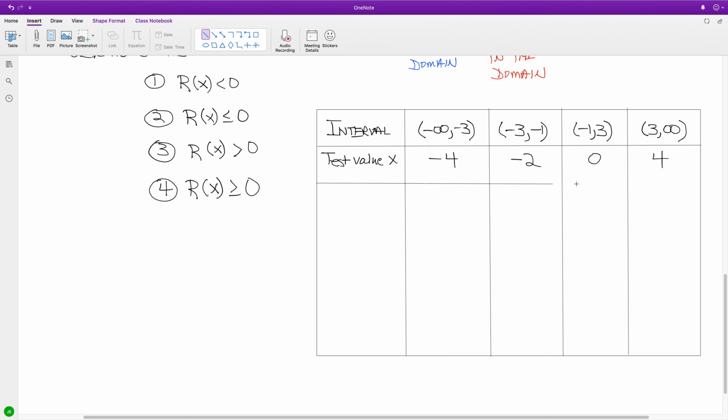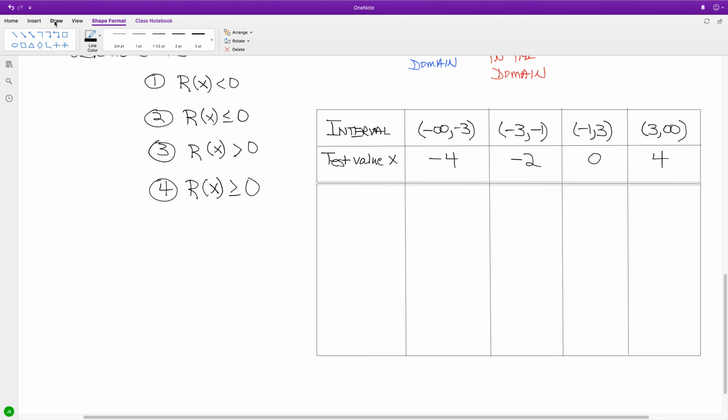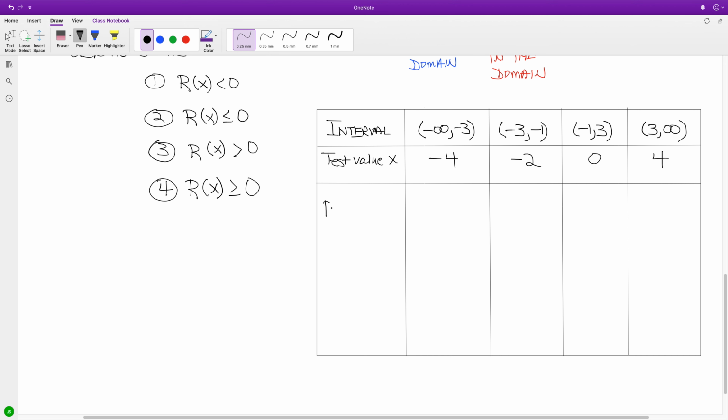Now, looking at the value of r of x, again, we have r of x equal to x squared minus 9 all over x plus 1. For r of negative 4, negative 4 squared is 16. 16 minus 9 is 7. And negative 4 plus 1 is negative 3. So we're looking at 7 over negative 3. So r of negative 4 is negative 7/3.